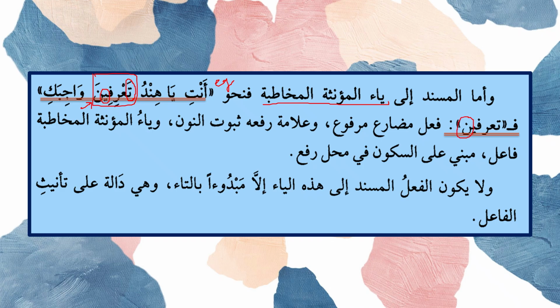So this is the first point. And what is the alama? It is raf. How do I know? Because of the presence of the noon, thubut noon. And this ya mukhatiba is the fa'il. This ya mukhatiba is the fa'il. And what is the irab? As I said, all these damirs, aliful isnain, waw al jama, ya mukhatiba will be explained the same way. Mabni ala sukun fi mahall raf.